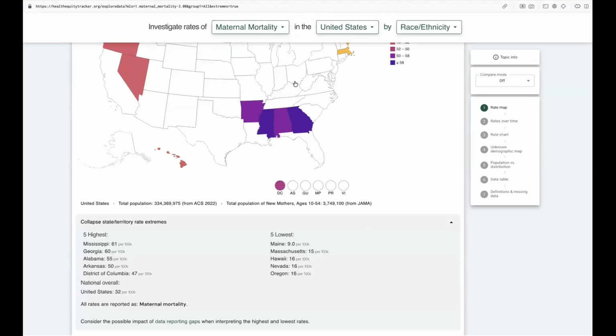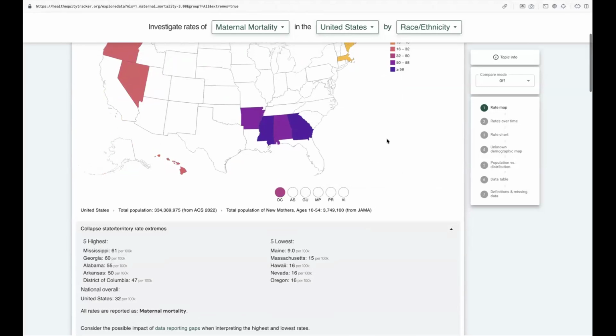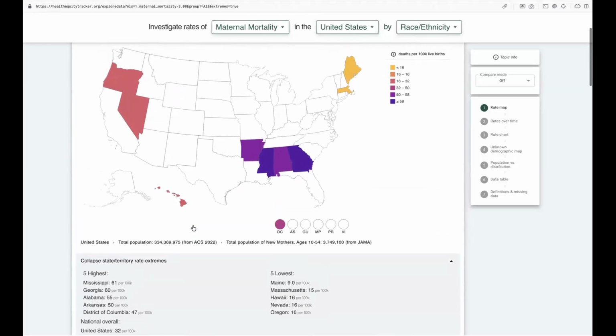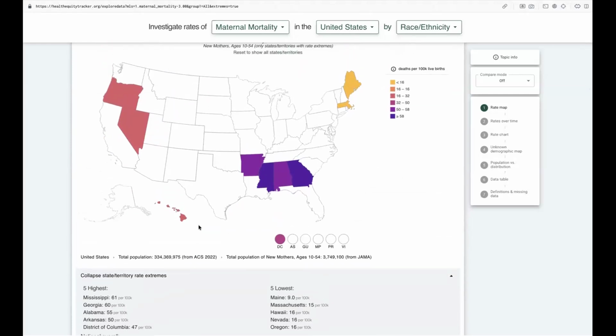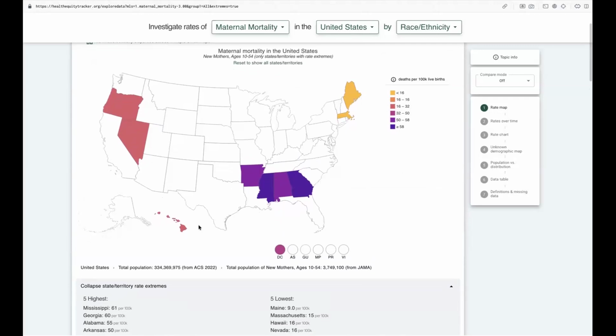Basically, if you're using a screen reader, it will read out these details to you, each state as you're going through. And then this feature can also hone in on some of the most important details here, which is which states in this case are having the highest and the lowest rates. And it really brings into focus which geographical areas are suffering and also which ones are seeing success.